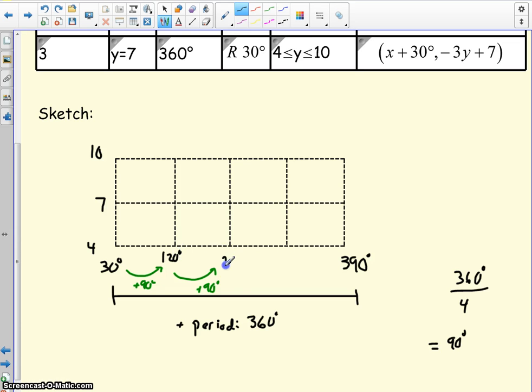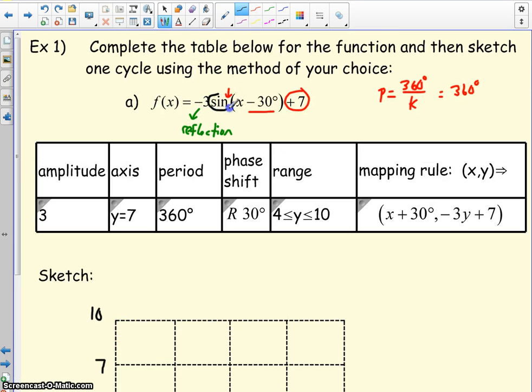120 plus 90 gives me 210. And 210 plus 90 gives me 300. And there you go. I have all my key x values, all my key y values. And once I've done that, I've done most of the work because I know where all my key points are going to go based on the fact that I have a sine graph.